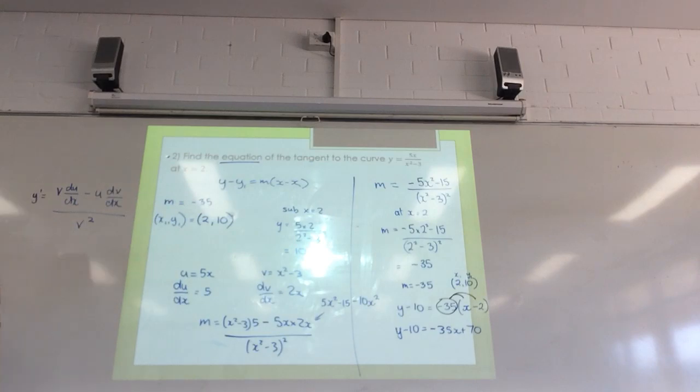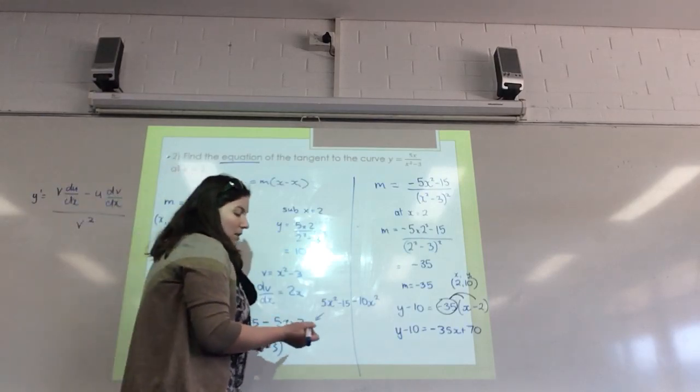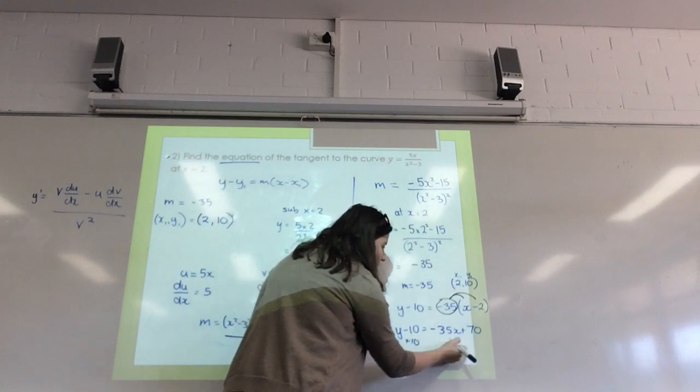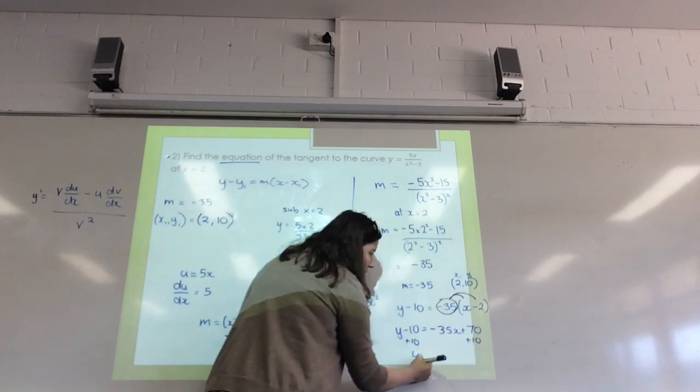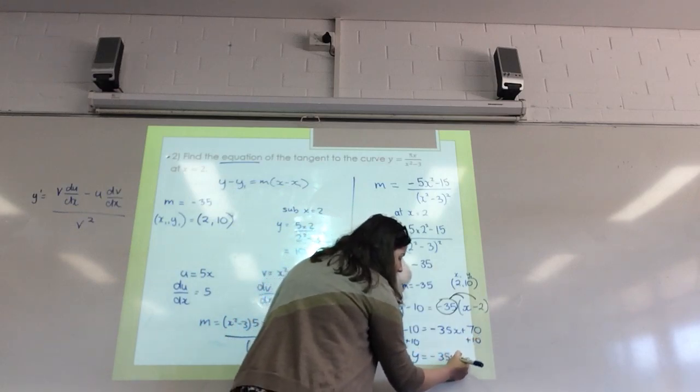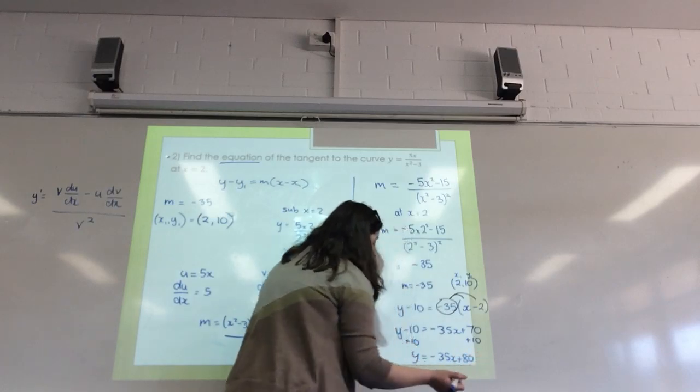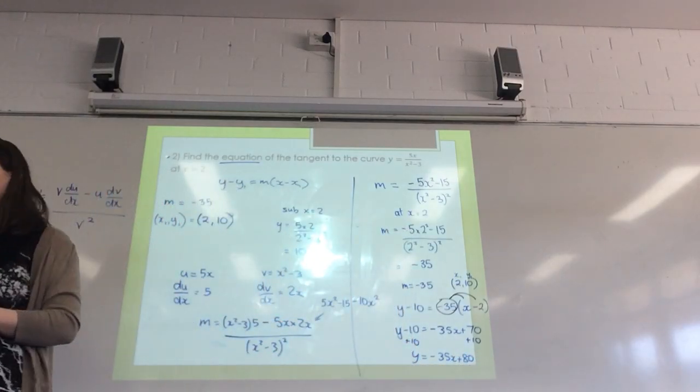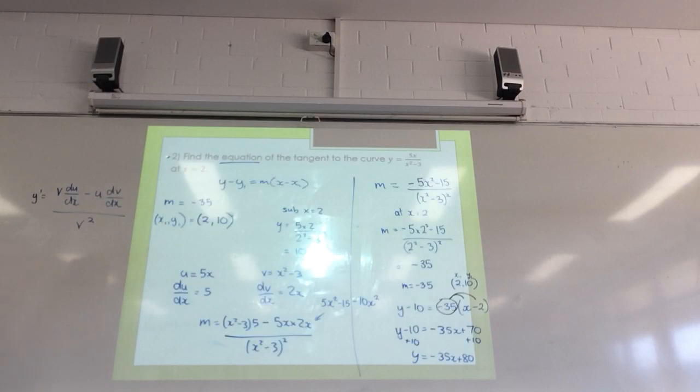How am I going to leave my answer for this question? With x positive. So you're saying in general form, move everything across. I can definitely do that. What's my other option? Add 10, so it could be y equals. Or my y equals mx plus c, gradient intercept form. And that's what I'm going to do for this one. But if you left it in general form, that would also be fine. That would be great. Okay, 80 minus 35x is the same thing.